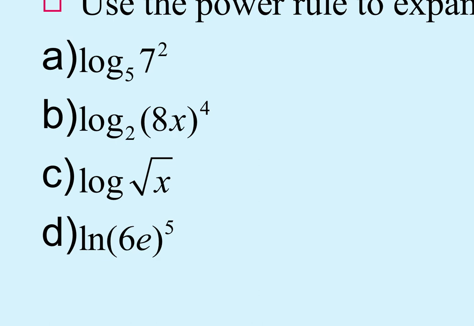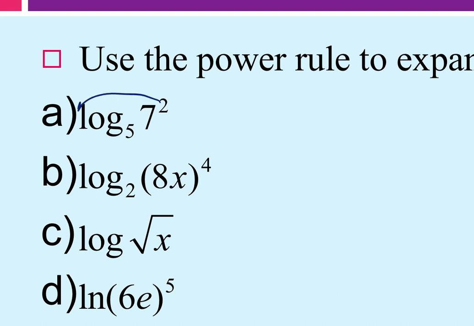All right, so what happens first with A? Good, 2 gets bumped to the front. So 2 log base 5 of 7. Can you simplify that? No, so it literally stays like that. Why did 2 go to the front? Exponents, when you expand, have to get bumped to the front. You cannot leave them. It's a good question, because that first question isn't wrong; it's just not as expanded as it should be. So you have to move exponents.